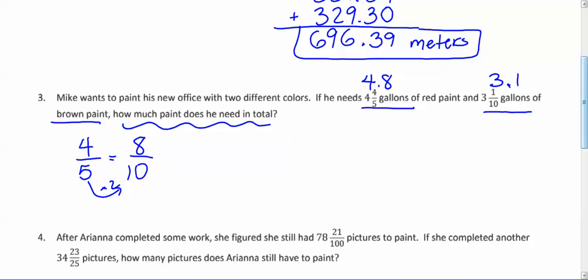Are we adding or subtracting these? I'm hearing both answers. Brianna, what do you think? Very good, you're correct. 4.8 plus 3.1, because we're looking to combine these two to make, oh no, he's not combining them. A lot of times they'll give you examples of them combining paint.